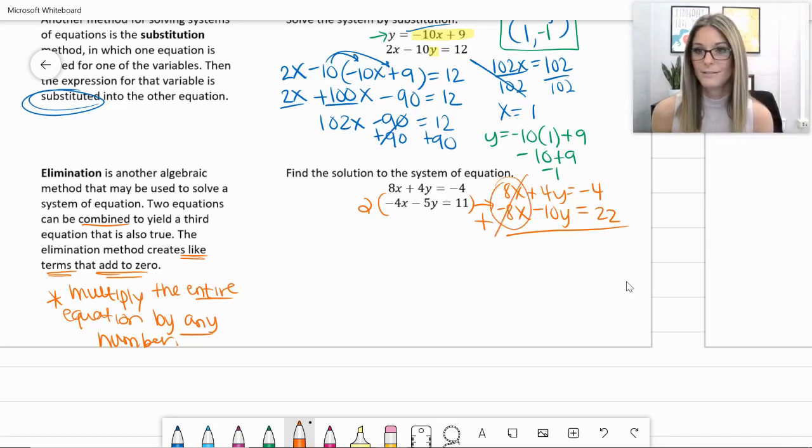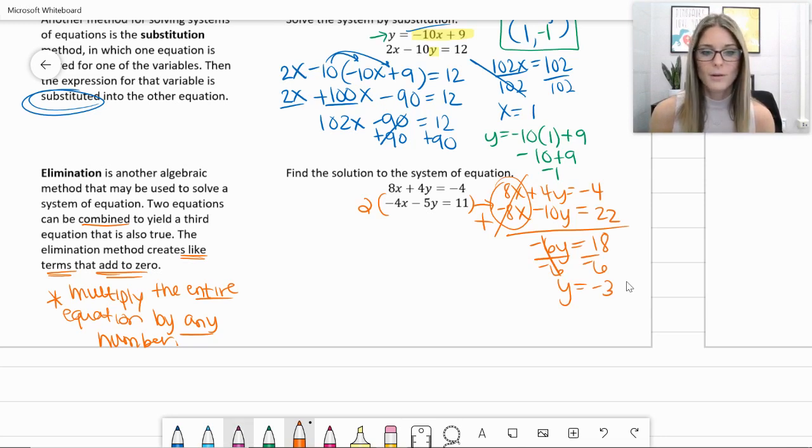Those are gone. Yes. No more x's. Now it's only going to be y's. 4y plus a negative 10y makes negative 6y. And negative 4 plus 22 is going to give me 18. Look at this little baby equation. Negative 6y equals 18. Divide by negative 6 on both sides so that you can see y equals negative 3.